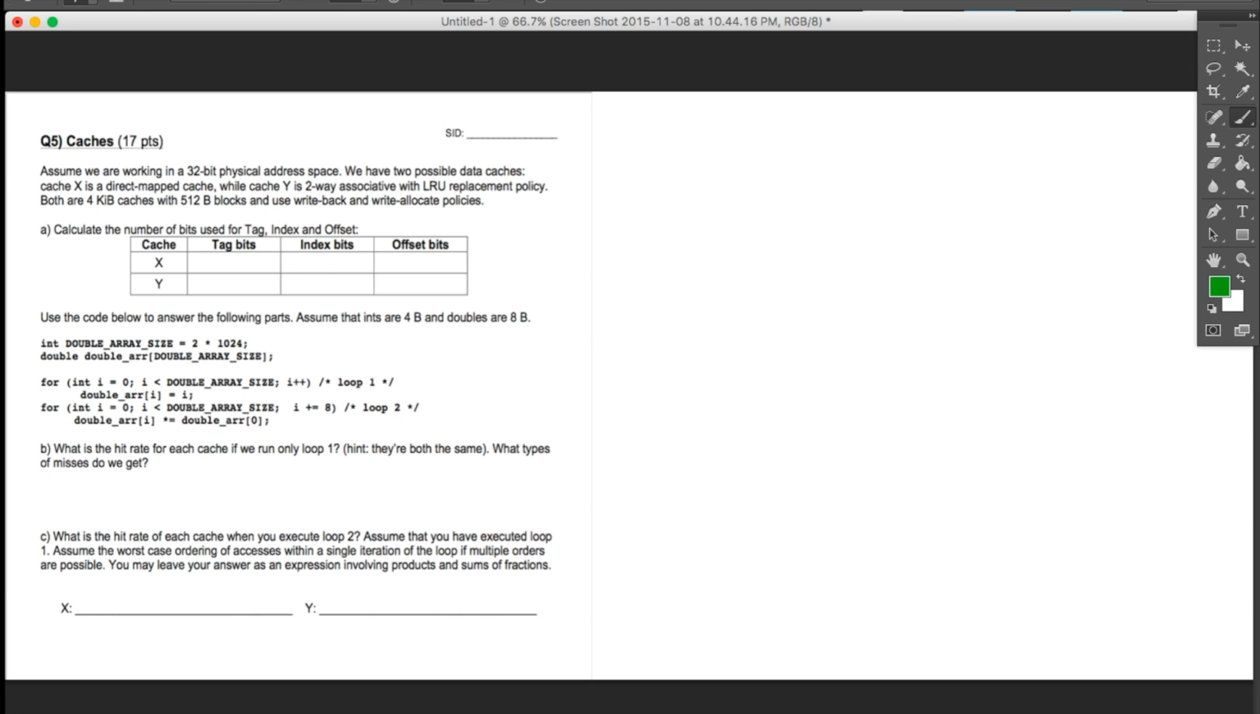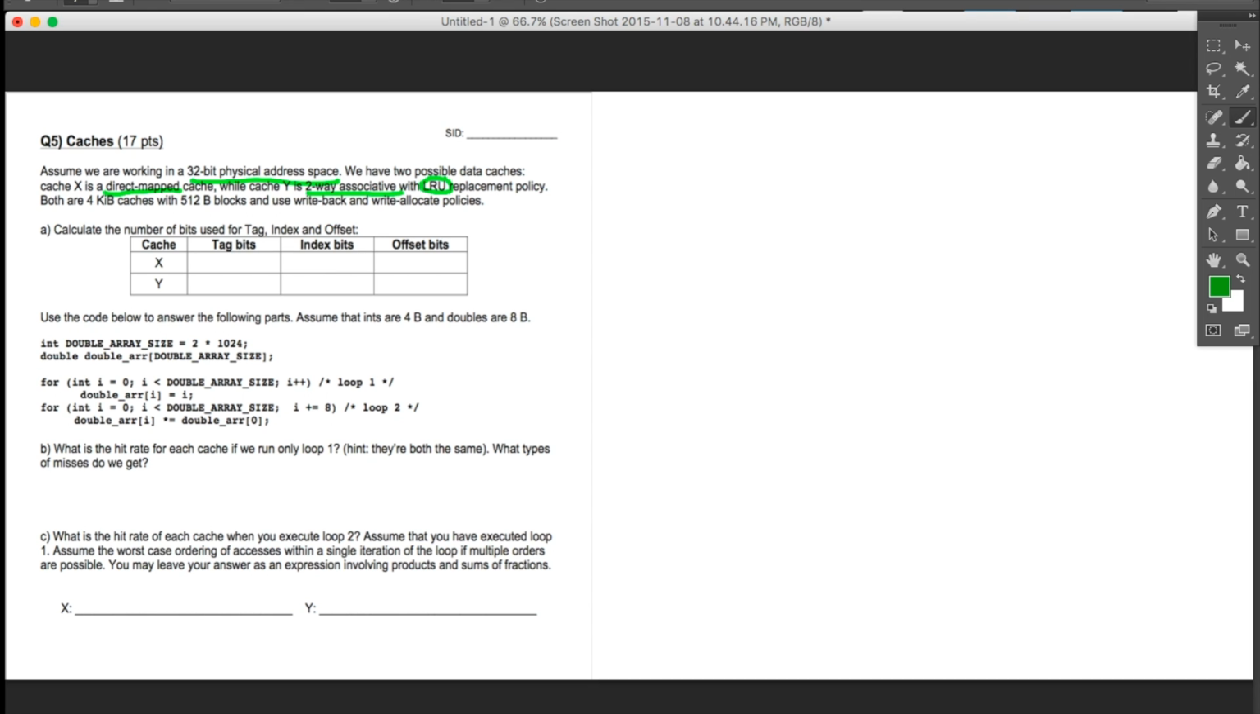So we're given some information about two different caches, and one way I like to first start trying to solve a cache question is to observe the information that's given to me. So we're told that we're given caches within a 32-bit physical address space. That's some pretty important information right there. And we're given two different caches. We have one direct map cache, and we have one two-way set associative with LRU replacement policy. And we're also given the cache sizes along with the block sizes. And this is just standard write back and write allocate.